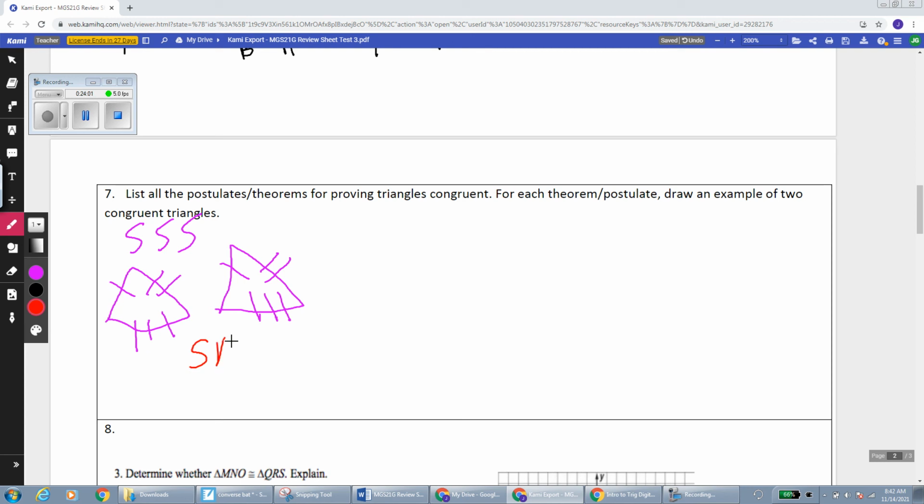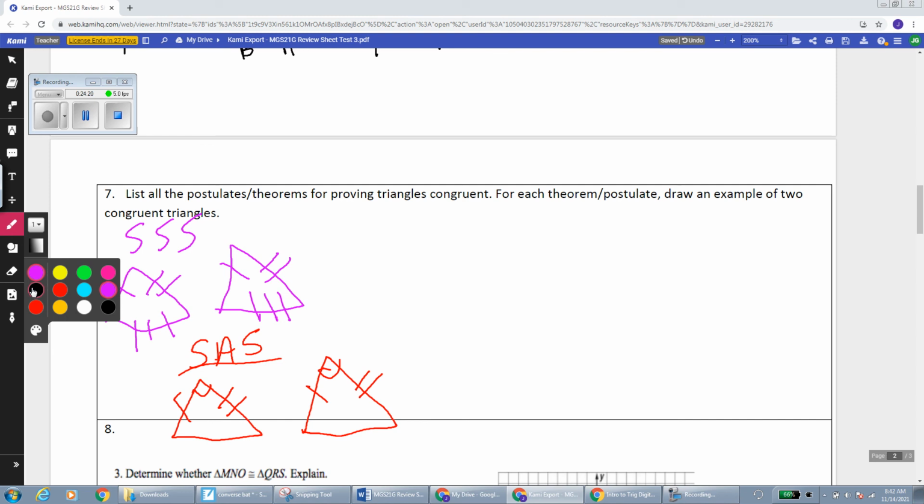Let me show you guys one for SAS. Let me draw my 2 triangles. These are probably a lot better than mine. I'm going to put in 2 congruent sides, and the angle needs to be in between. Side, angle, side, side, angle, side. Okay, let me move on.